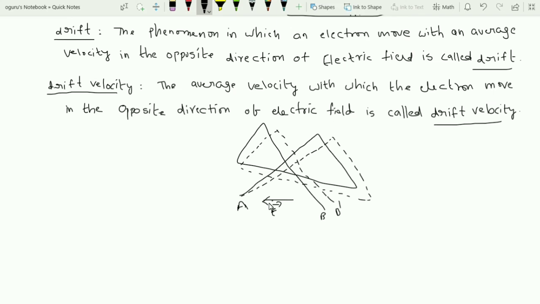Now what happens due to the drift? The electron moves in the direction opposite to the electric field. Now see, this is the direction of the electric field and the path is shifted. The dotted line indicates the shift in the path of the electron. If you observe, the electric field is actually from right to left. We have given the direction, but the shift takes place from left to right. So the electron shifts in the direction opposite to the electric field.